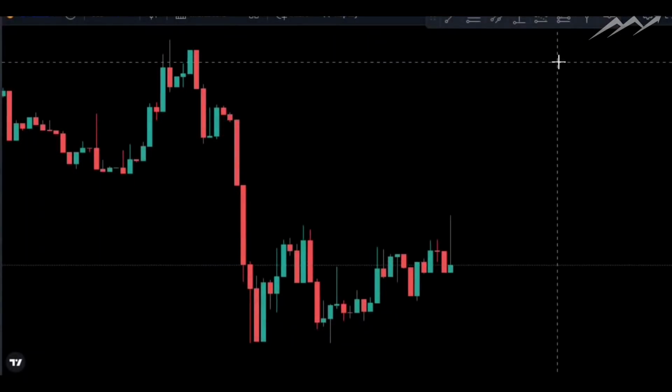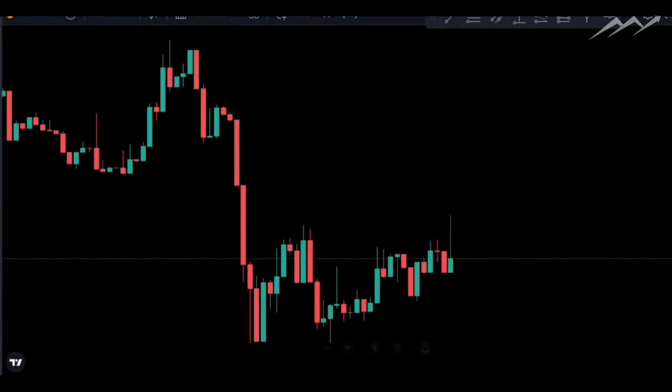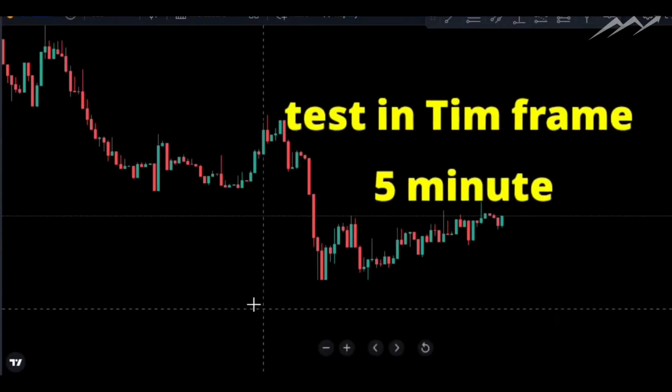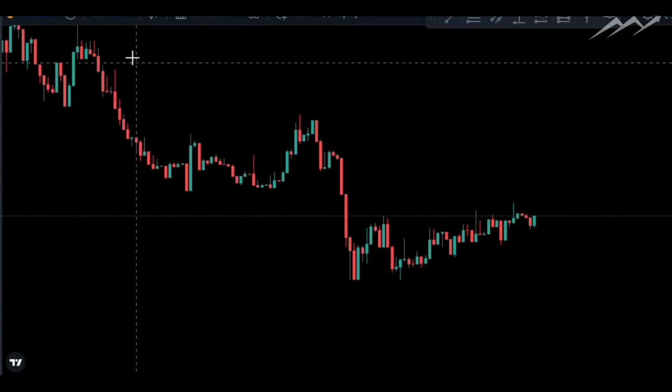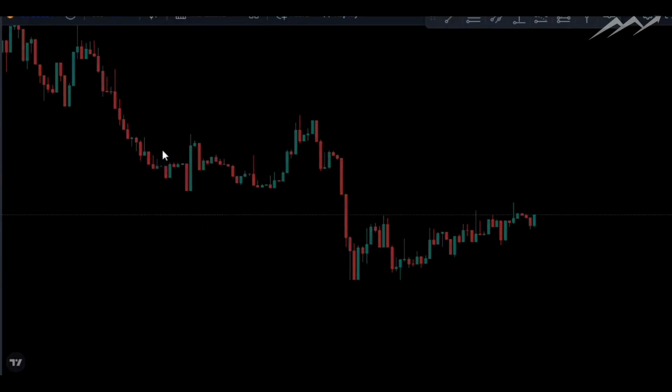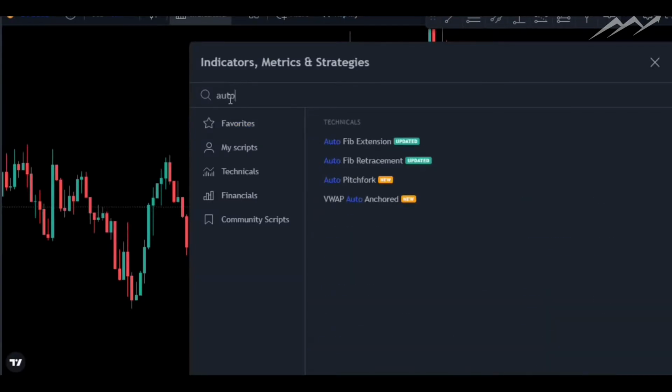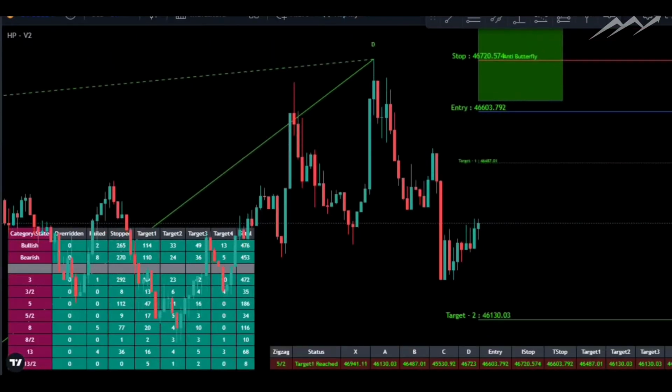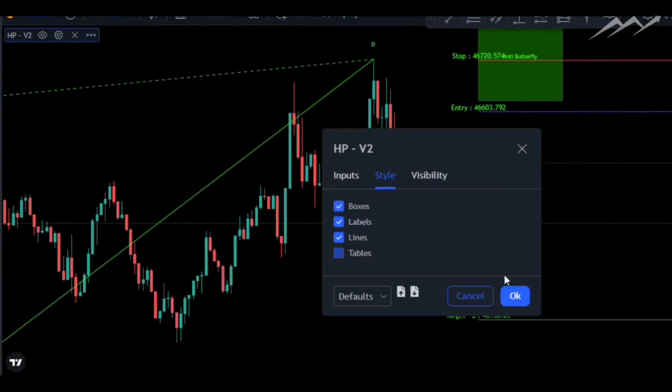Okay, dear traders, let's test this indicator in the 5 minutes time frame. Let's see if it really works well in the 5 minutes time frame. I change the time frame to 5 minutes. I add the indicator to the chart again. I turn off this option to empty the chart.